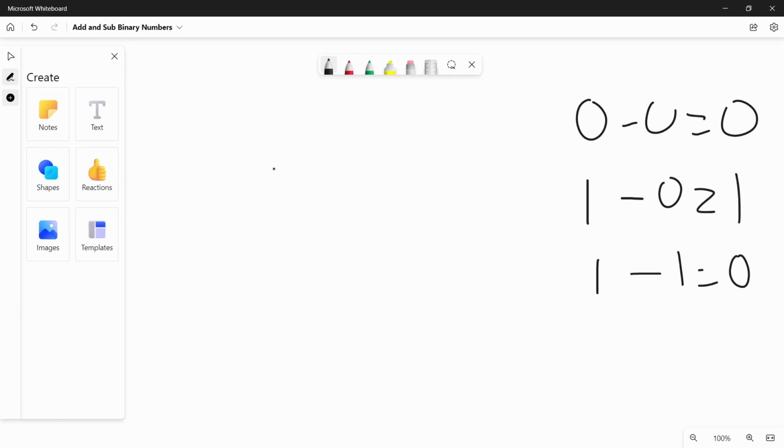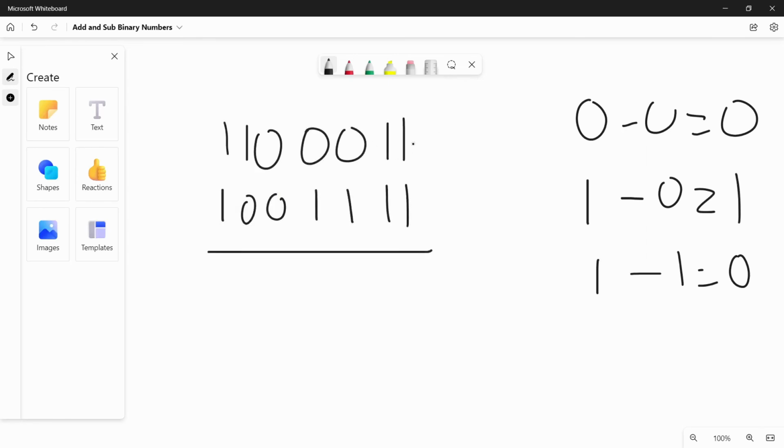Now I reckon you are ready for a challenge. I want you to subtract 99 minus 79, which is equal to 20. This is the binary format of 99, and this is the binary format of 79. So make sure to do them and come back for the answer. 1 and 1 is 0. 1 and 1 is also 0. 0 and 1 we can't, so we need to borrow a 1.